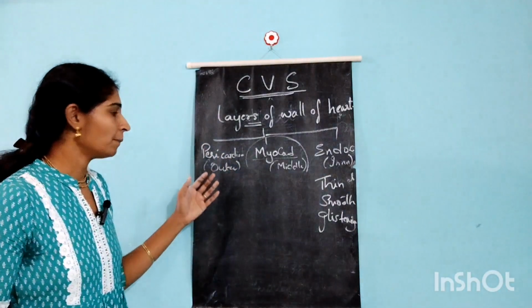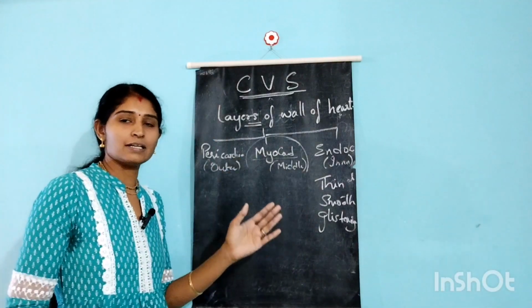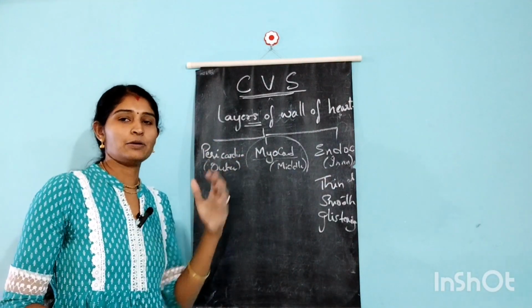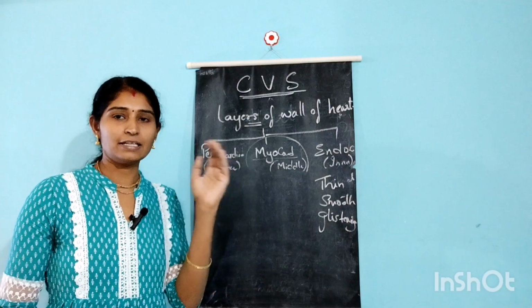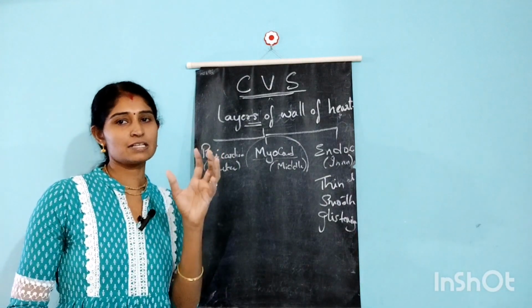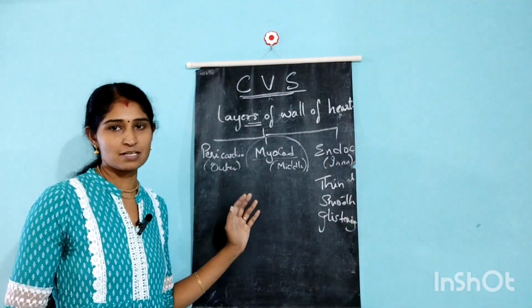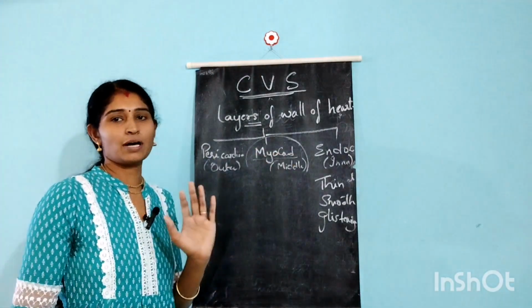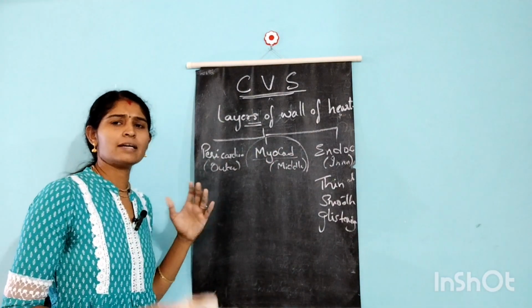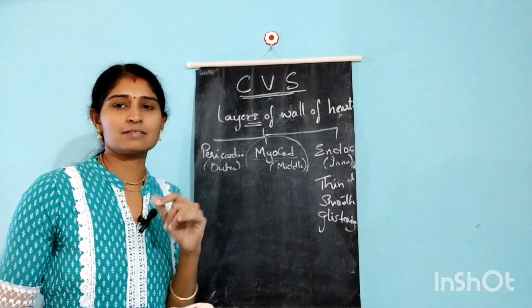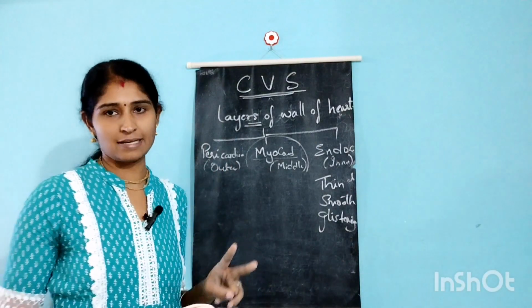Then coming to the pericardium, it is the outer layer. It is again divided into outer parietal and inner visceral layer. The inner visceral layer lines the myocardium. You can remember it like that: viscera is the organ, it lines the myocardium. Whereas the outer parietal layer is again divided into two, that is outer fibrous and inner serous layer.